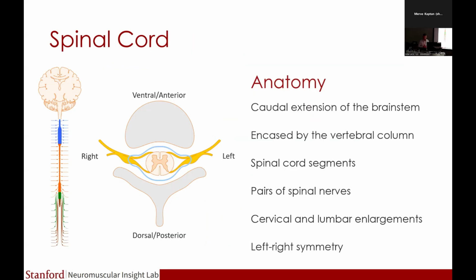So, spinal cord anatomy. Again, it's a caudal extension of the brainstem. It's encased by the vertebral column. You have the spinal cord segments, pairs of spinal nerves, as well as the cervical and lumbar enlargements. And at large, we assume left-right symmetry exists in the spinal cord.